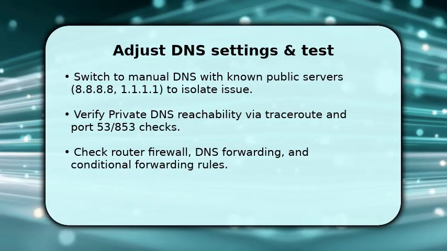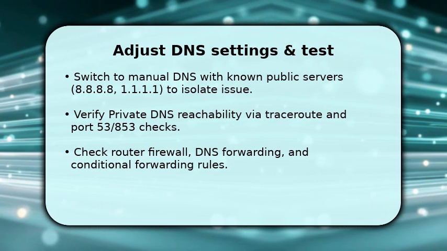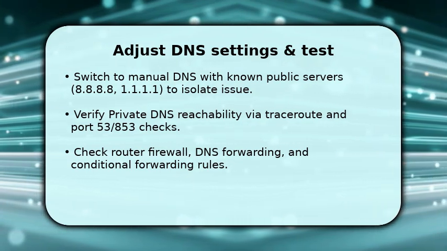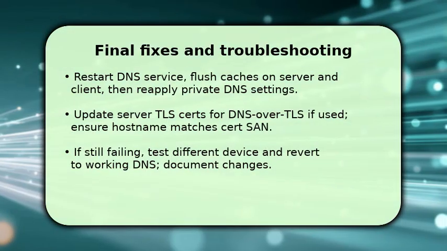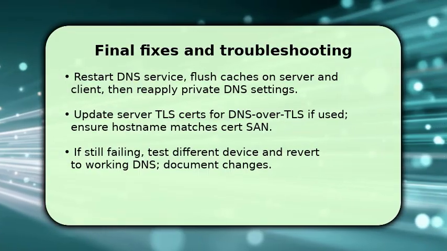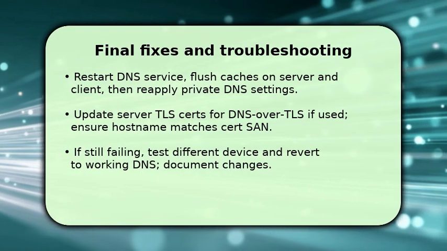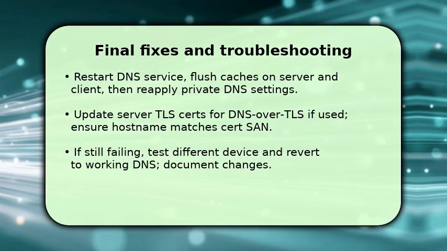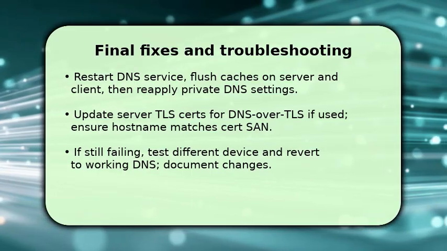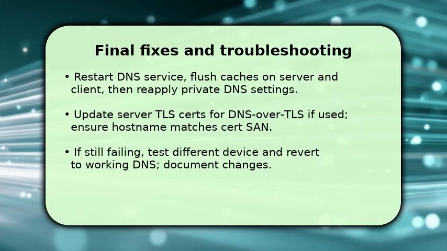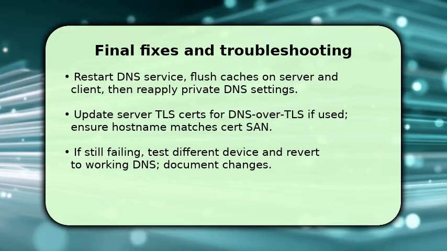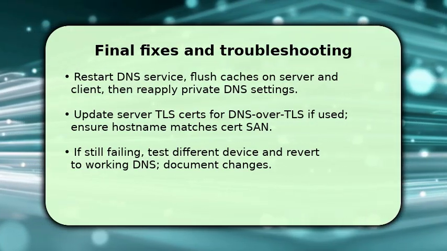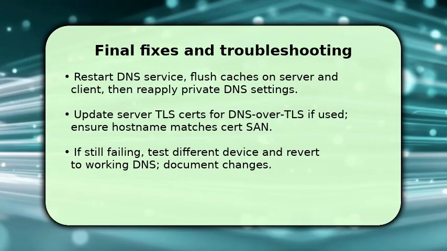Adjust and retest after. Finish by restarting and clearing caches. Restart the DNS service, flush the server and client DNS caches, then reapply the private DNS setting to verify. If you use DNS over TLS, update and confirm the server certificate and ensure the hostname matches the certificate SAN, because mismatches prevent access. If problems persist, try another device to rule out local config, revert temporarily to a working DNS, and document every step.